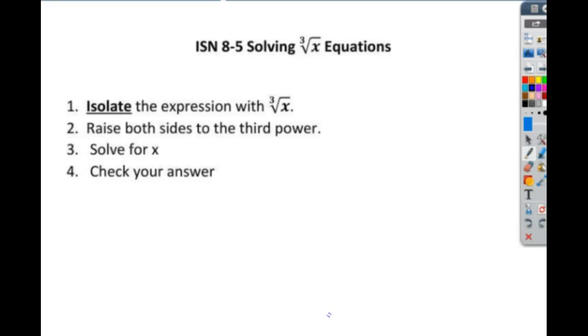So this says solving, what is that we're solving? What does this little thing right here mean? You see this little 3 right there? That's called an index. If the index is a 3, this is called a cube root. So this is called a cubed root.